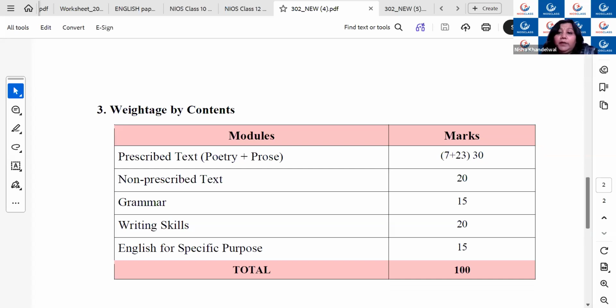Okay, non-prescribed text, that would be of 20 marks. That means comprehension, unseen passages of 20 marks. Grammar would be of 15 marks.